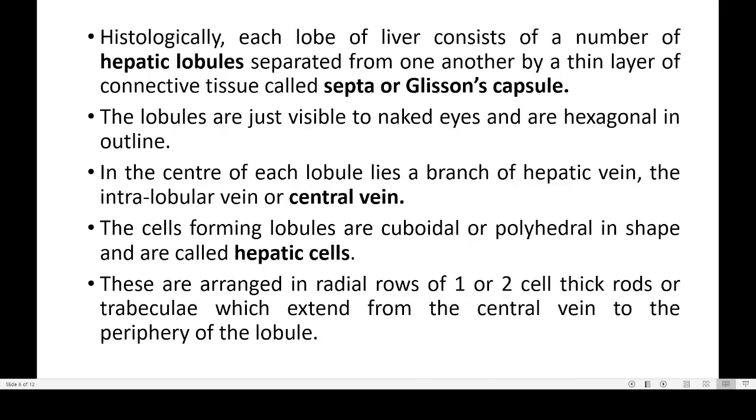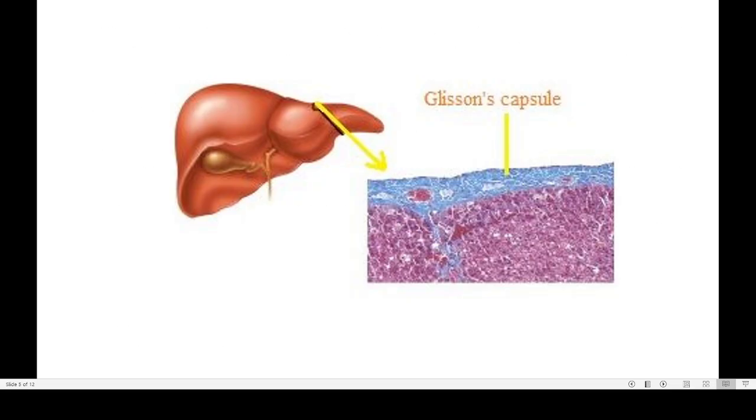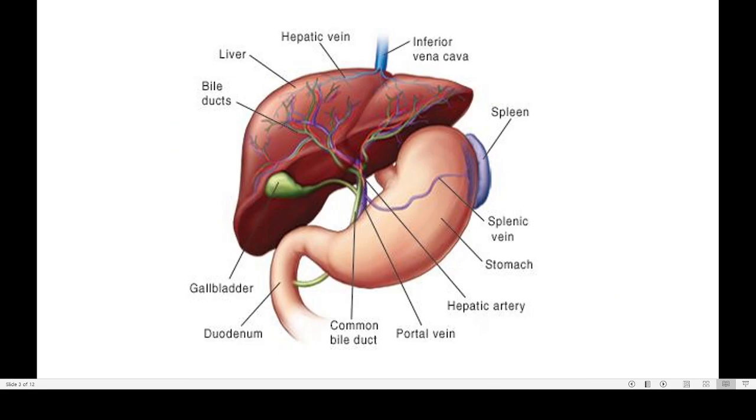See, histologically the liver consists of hepatic lobules separated from one another by a thin layer of connective tissue known as Glisson's capsule. So this is the tissue level arrangement of the liver. There are a number of lobules, and the liver is actually formed of thousands of lobules. This is the main structure.